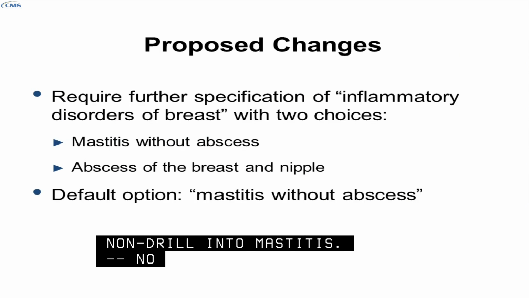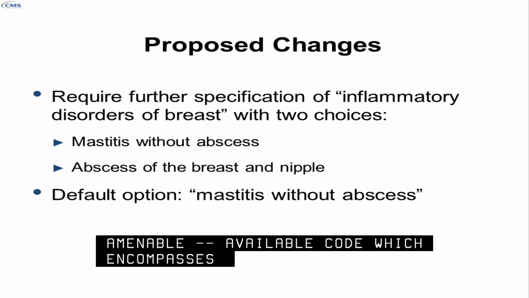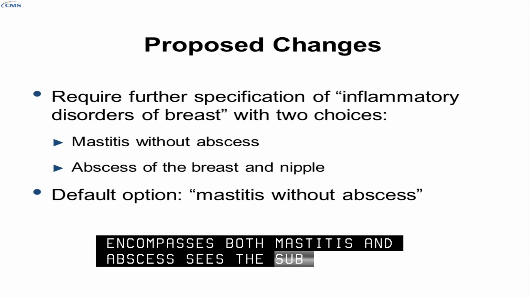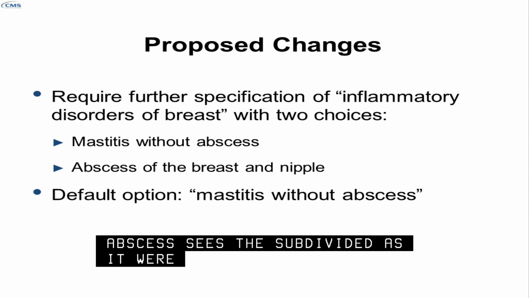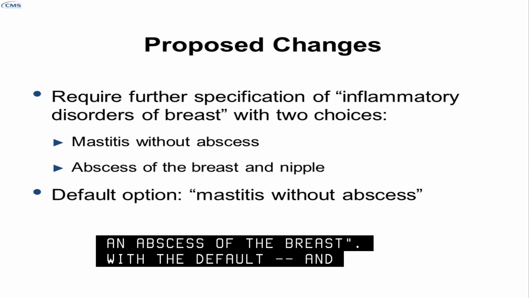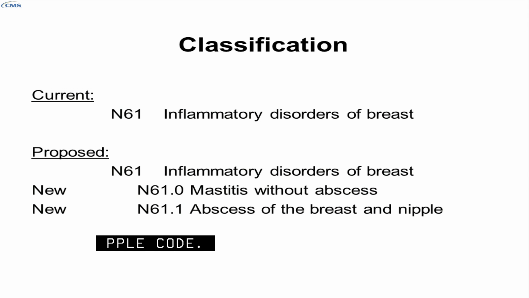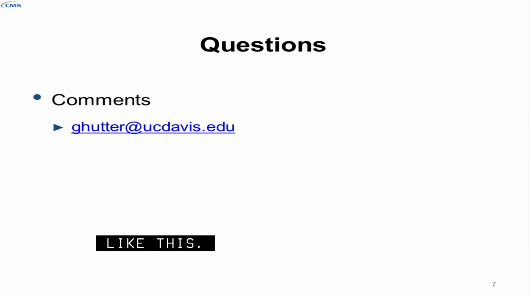So really, in parallel to what already exists for the pregnant state, we propose that the available code for inflammatory disorders of the breast, which encompasses both mastitis and abscesses, be subdivided into a mastitis code and an abscess of the breast and nipple code, with the default option, if it's not particularly clear, to be the mastitis without abscess code. And so how this would look is basically like this. That's really all there was to this proposal.